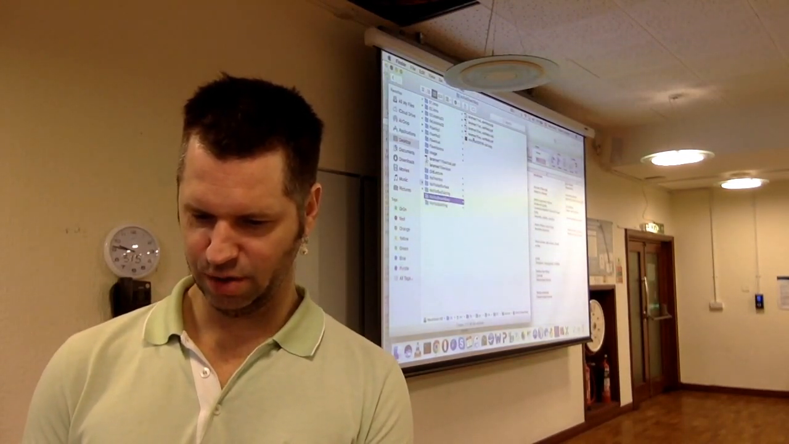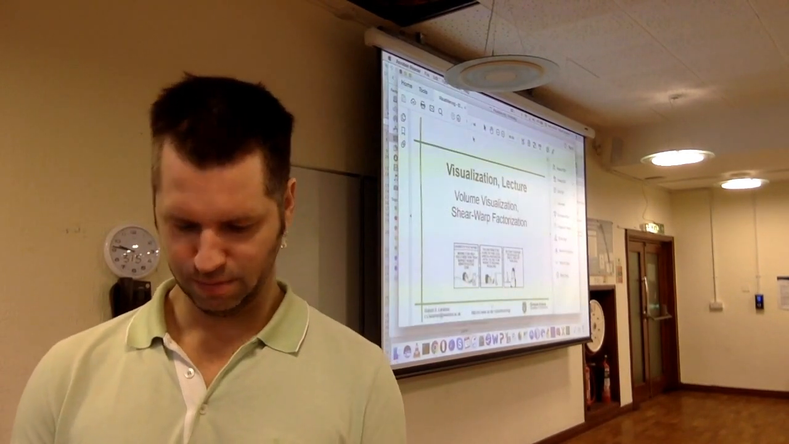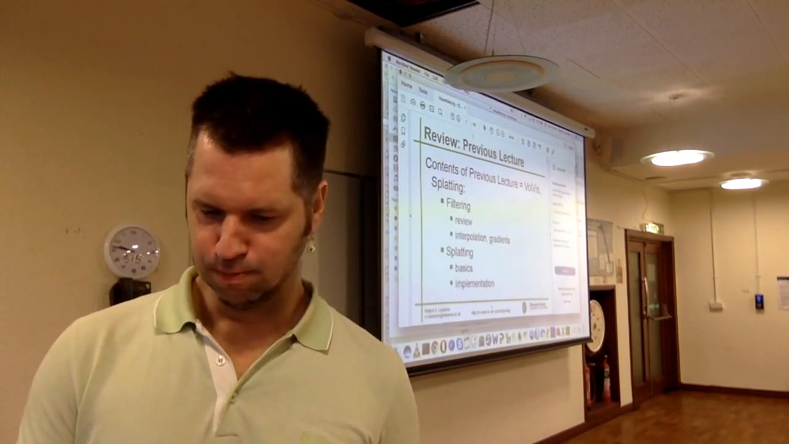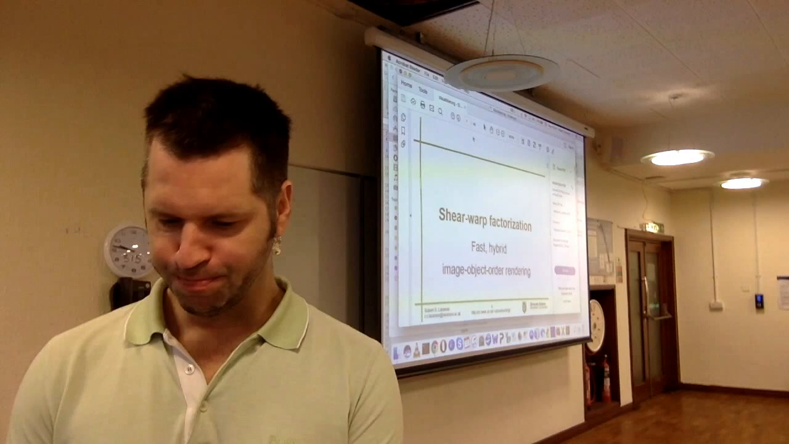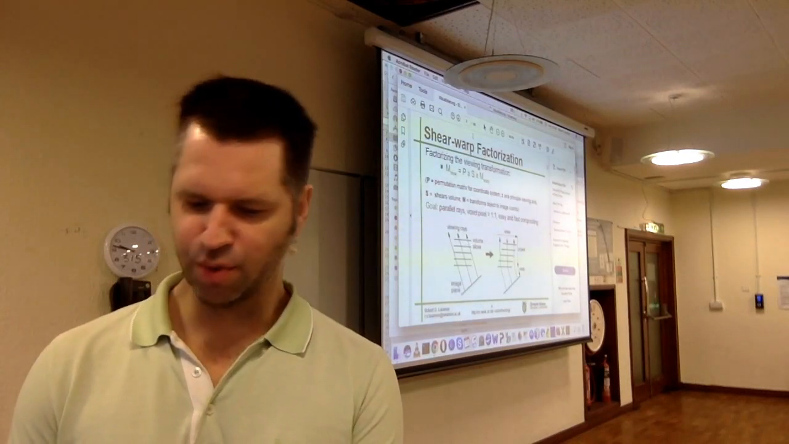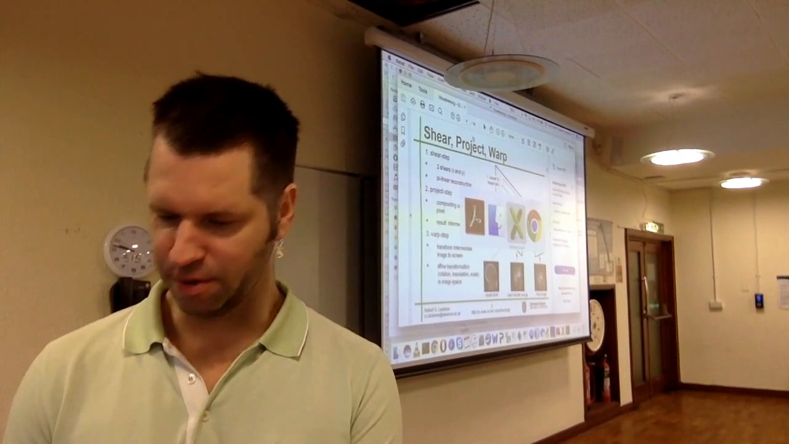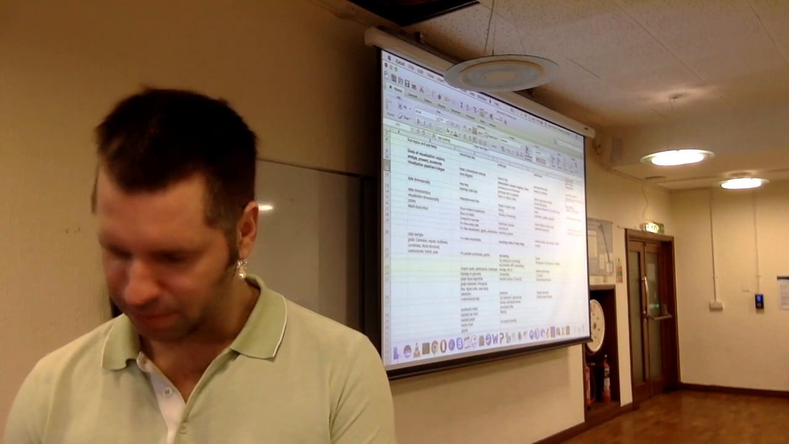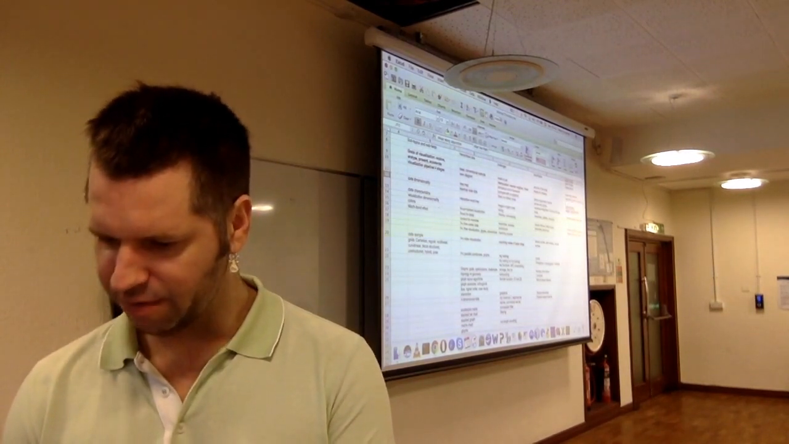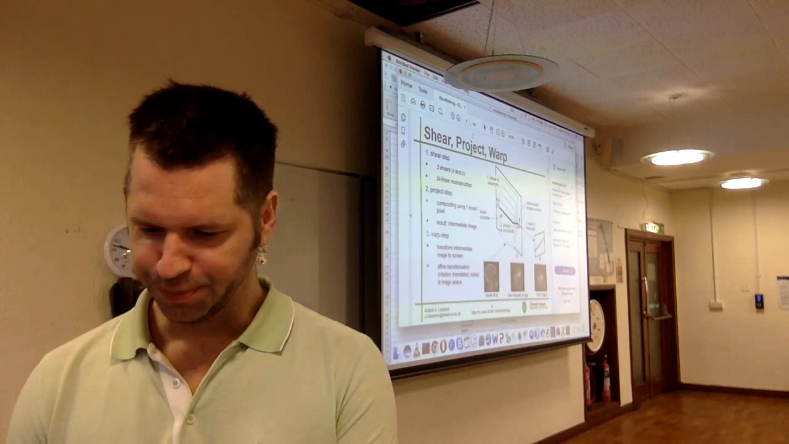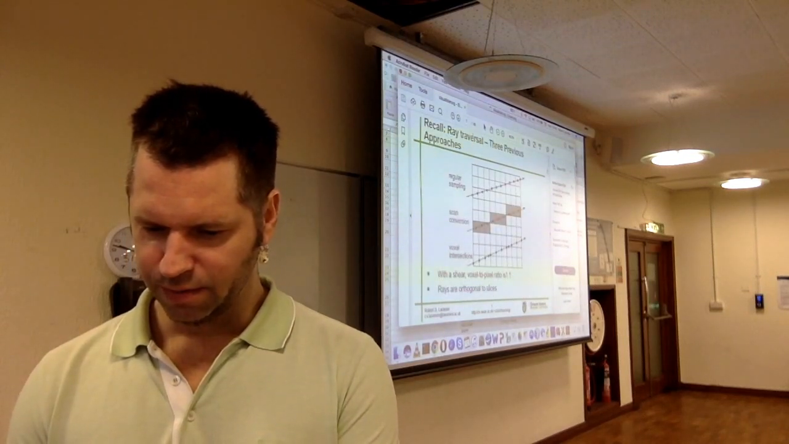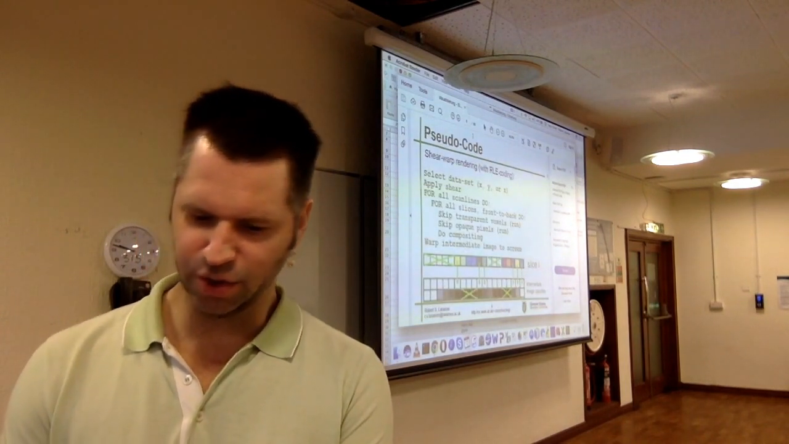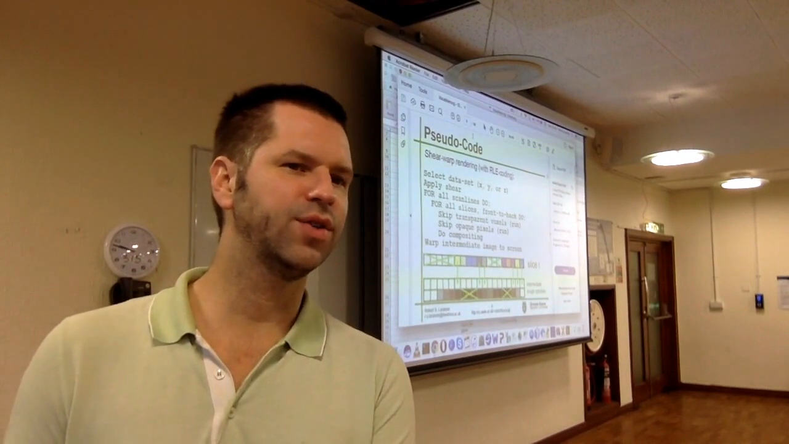And then the shear warp algorithm. There are 3 basic steps in the shear warp algorithm. Here we have 3 basic steps. Ray casting, here we also have 3 basic steps. And then we had the description of how run length encoding is used.